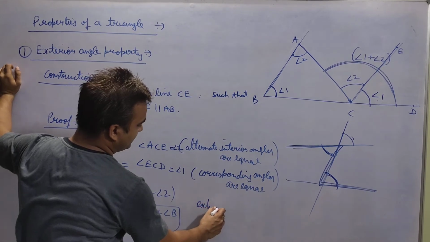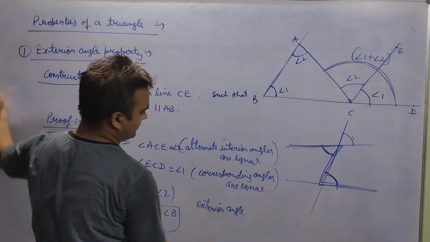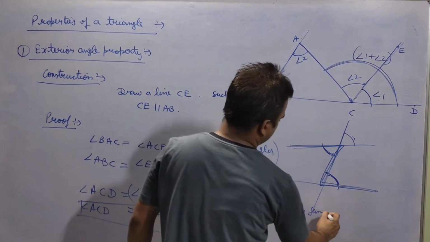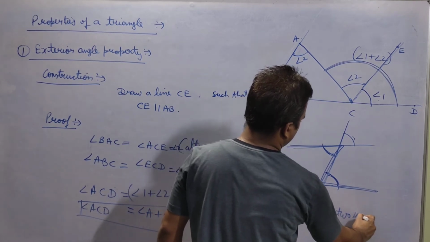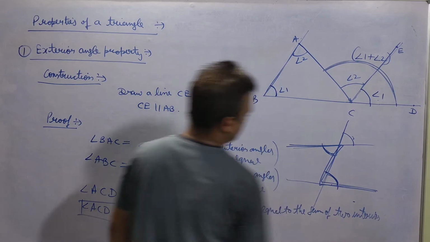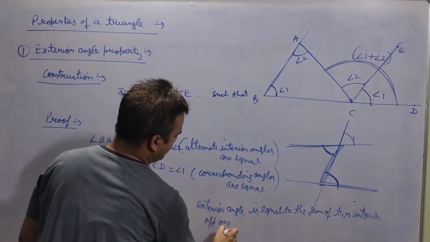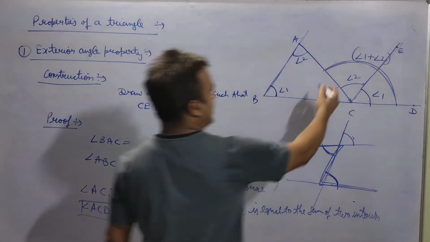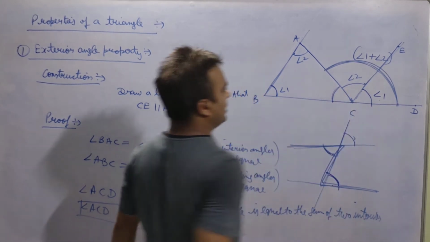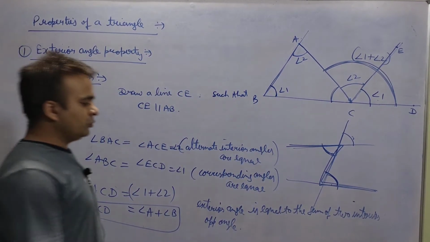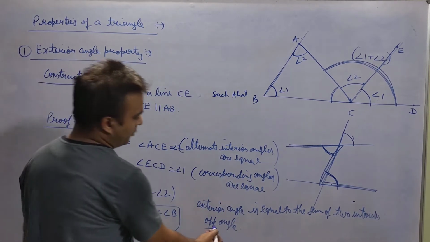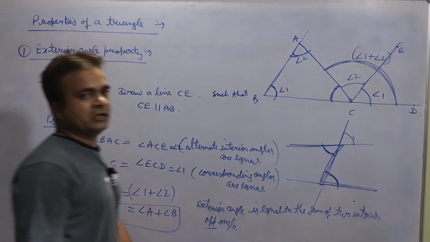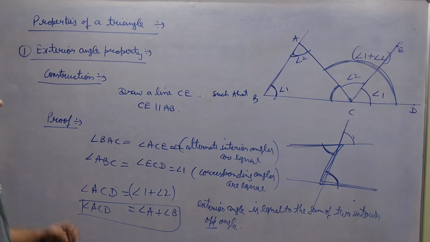Exterior angle is equal to the sum of two interior opposite angles. Why am I using opposite? Because adjacent angle we will not take. The interior angle which is adjacent to the exterior angle we will not consider here. You have to be very specific in this particular part. Two interior opposite angles. Interior opposite angle means the adjacent interior angle we will not consider here.